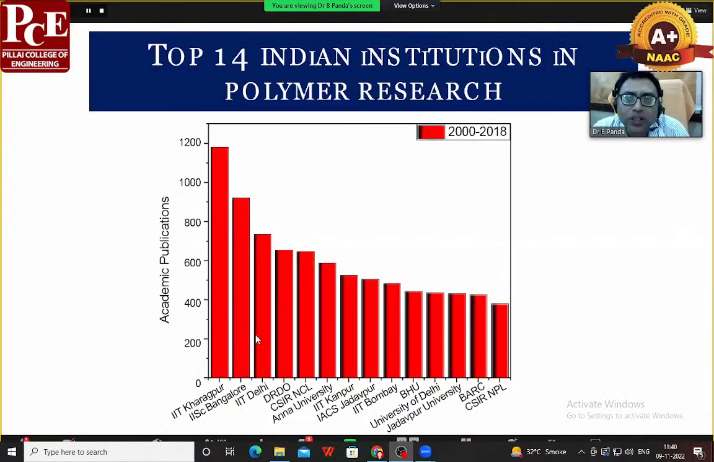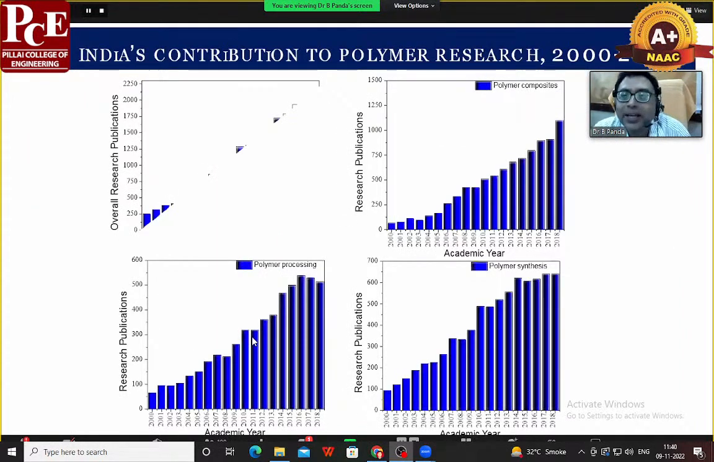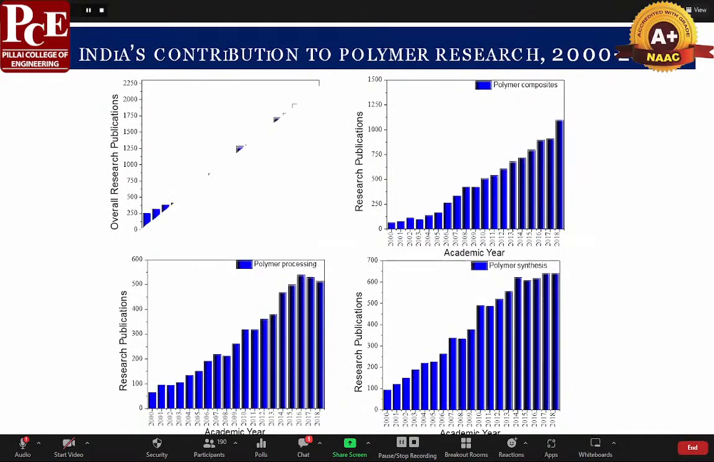Now, what are the top 14 institutes in India working more on polymers? You can see IIT Kharagpur is at the top. Why am I showing this? I wanted to show you the current trend of research going on in India. So polymers have a lot of potential. Now, what are the areas people are working on more? Obviously polymer composites, and you can always see there is an increase in the slope. It is a clear manifestation that more research is going on in polymers. And if research is going on, obviously there is a demand in the market. That is the reason people carry out the research.